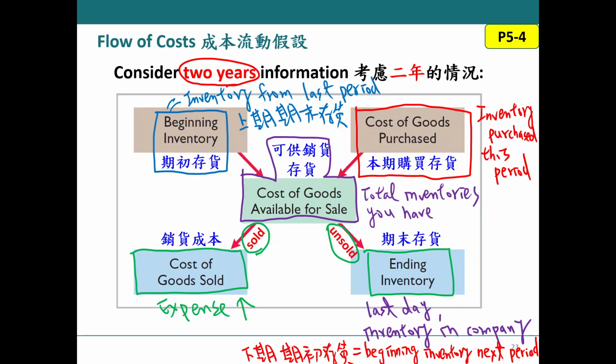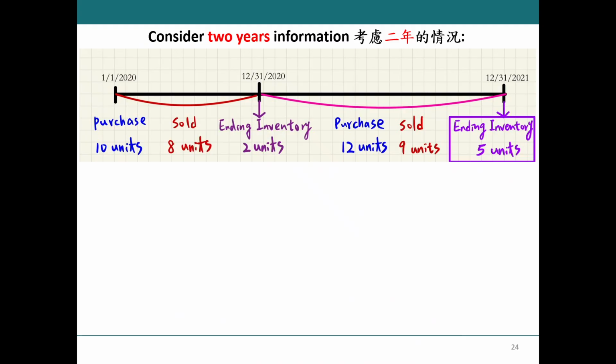Give you some numbers. So for example, we just focus on year 2020, we just focus on this year, or year 2021. Okay? So for year 2021, on the first day, we have some inventory from last year, right? So how many? 2 units, right? So based on the 2 units we have on first day, what is your beginning inventory? 期初存货.